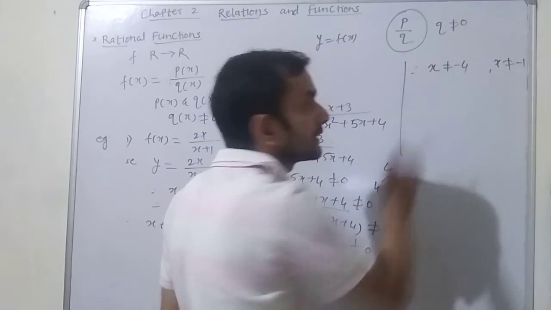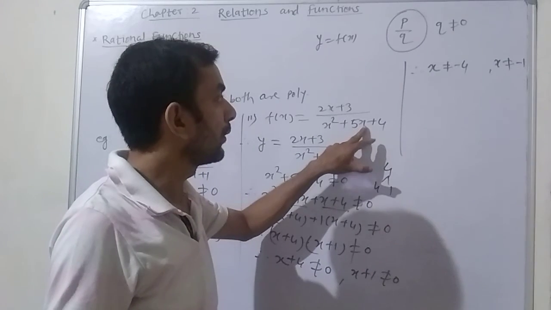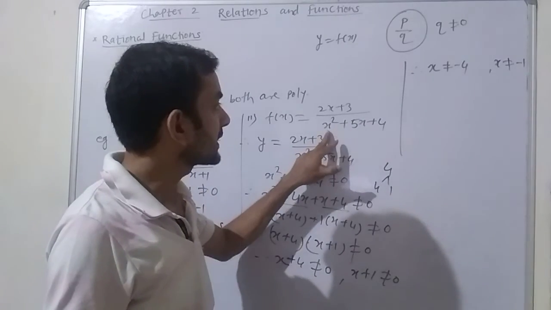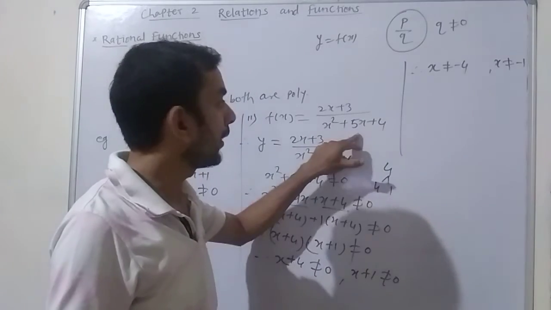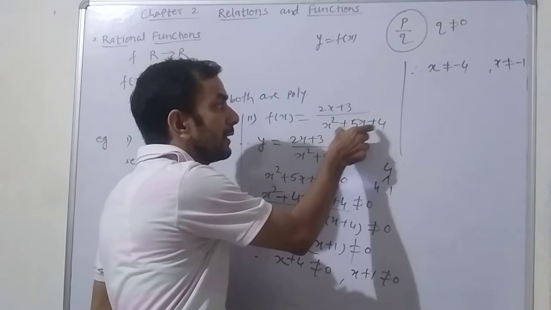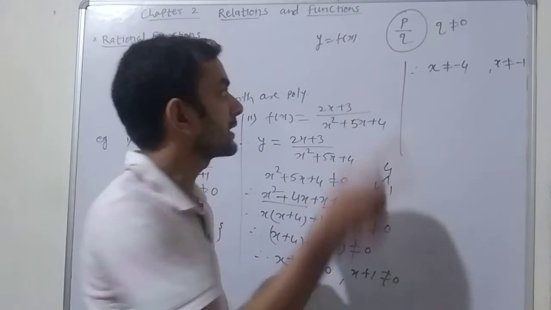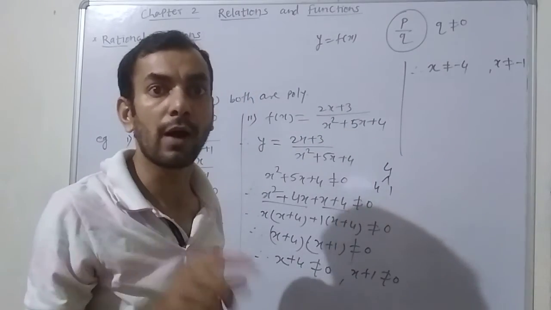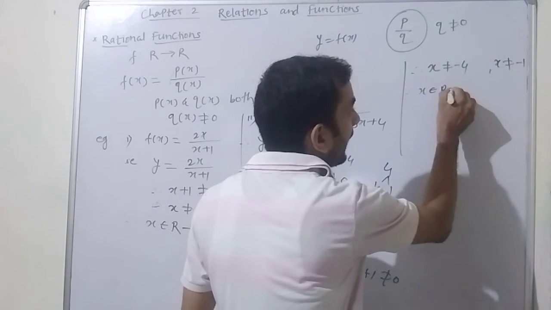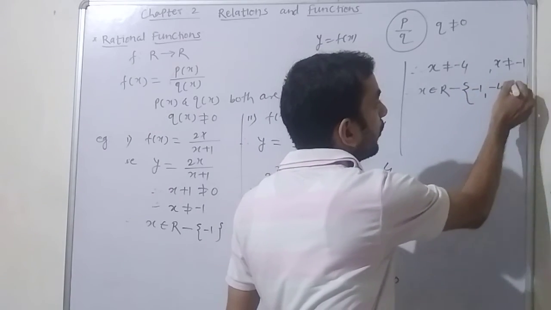Similarly, if I substitute x equal to minus 4, the square of minus 4 is plus 16. Minus 4 multiplied by 5 is minus 20. This plus 16 and this plus 4 gives 20, and 20 minus 20 is 0. That means the denominator x square plus 5x plus 4, on putting x as minus 1 and x as minus 4, the answer will be 0. Therefore x belongs to the set of all real numbers except the points minus 1 and minus 4.